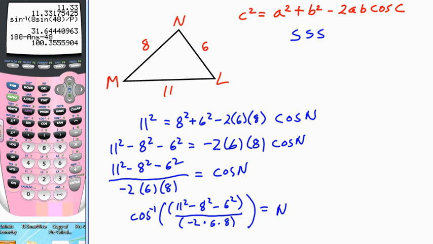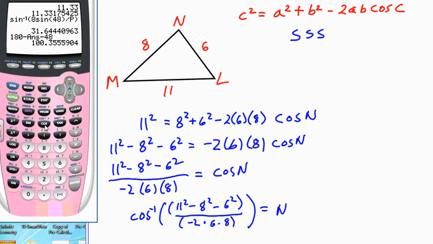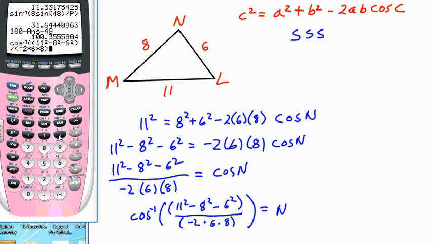So here's what it looks like on your calculator. Inverse cosine of parentheses 11 squared minus 8 squared minus 6 squared, close parentheses, divided by parentheses, negative 2 times 6 times 8, close parentheses, close parentheses. There might even be another parentheses, but it doesn't care. 102.6 degrees.